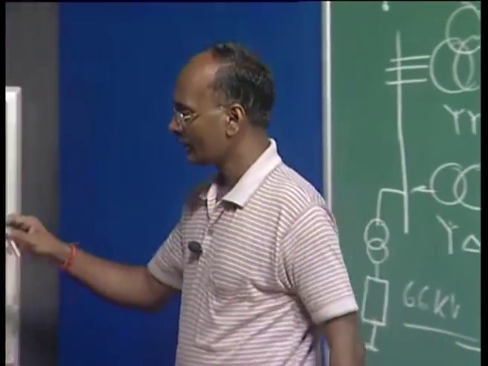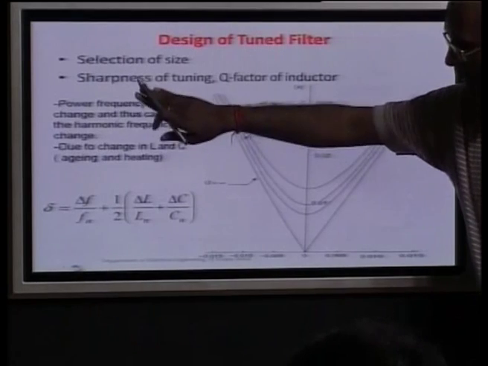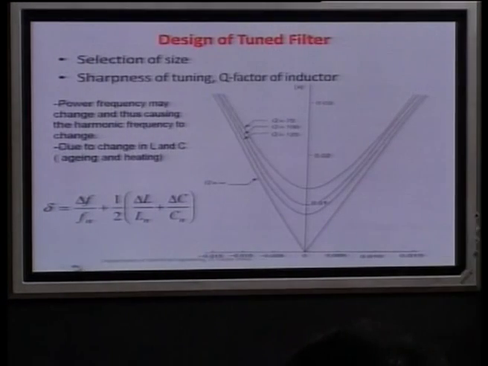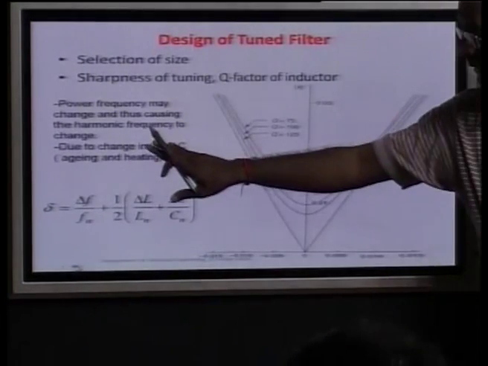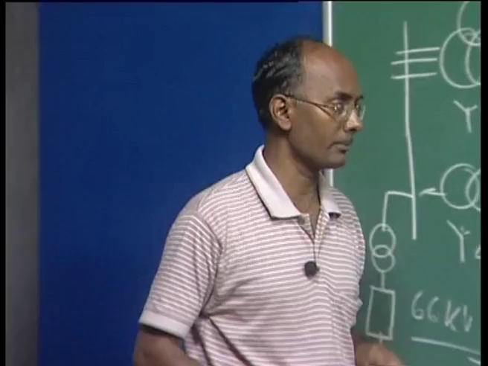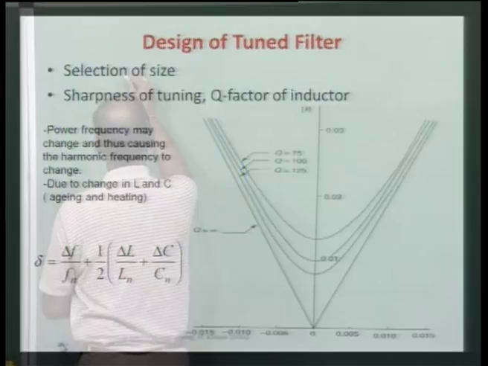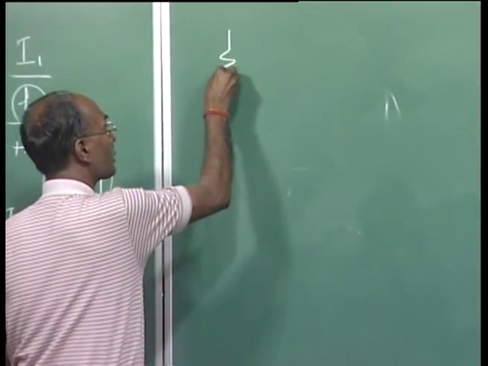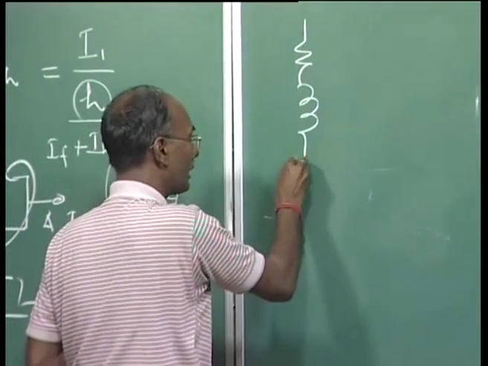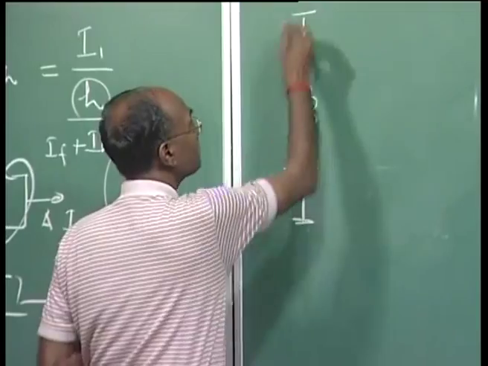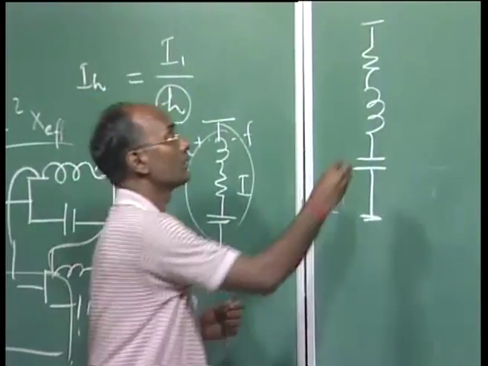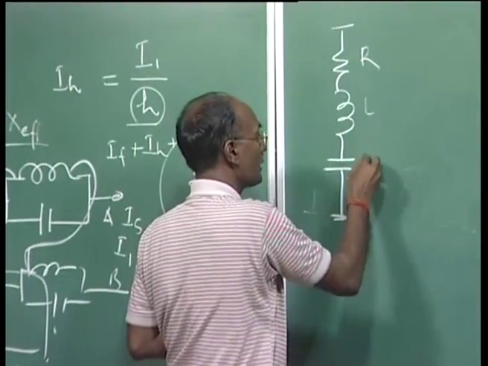So here I have written a few things: what is changing? The power frequency may change, and also we can change L and C here due to the aging and the heating effect. To analyze this, let us consider the single order tuned filter, that is your RLC filter here. So we are considering here this is your R and C. This is a shunt filter. This is your resistance. Here your L and C.